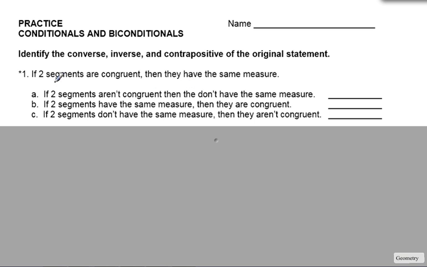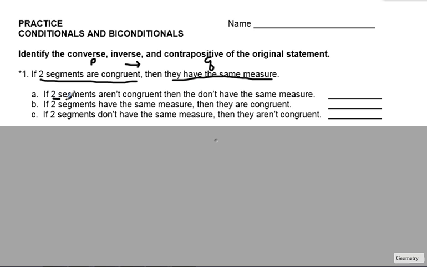So your original statement, your original conditional, is always going to be labeled P for hypothesis, then Q for conclusion. So two segments being congruent is your hypothesis. Having the same measure is your conclusion. Okay, so let's see how each of these, A, B, and C, have changed and identify if it's converse, inverse, and contrapositive.